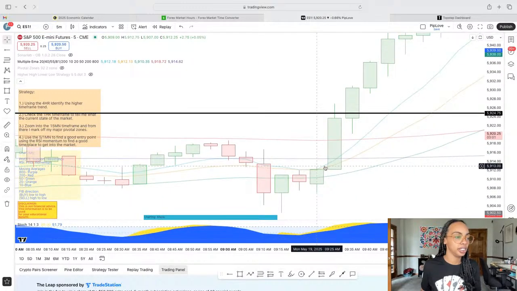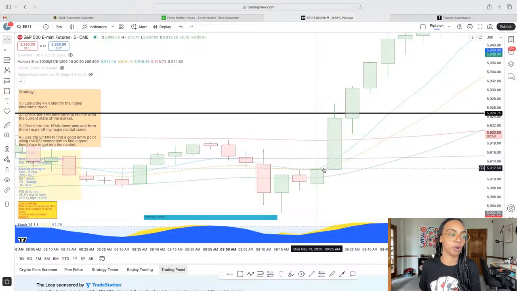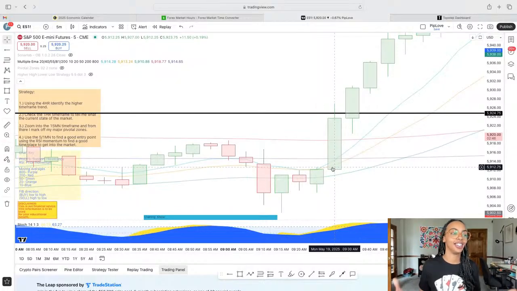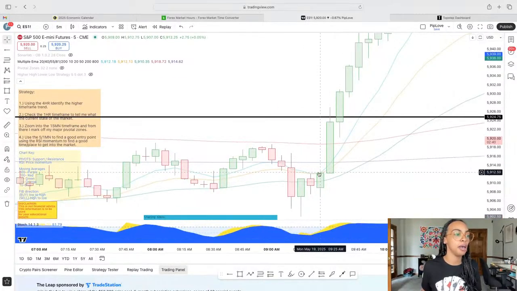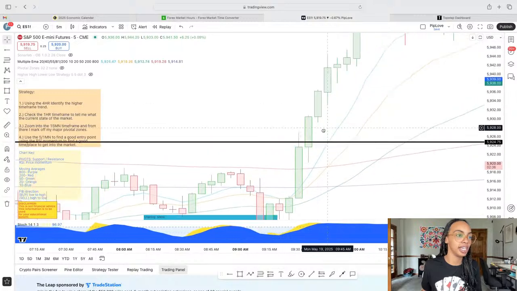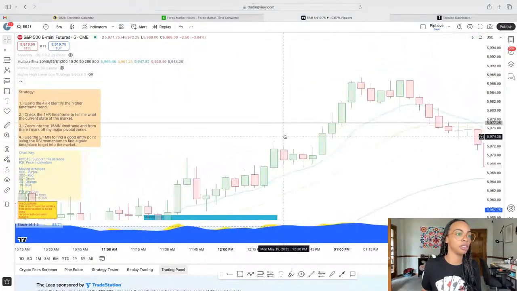So the 10, this blue line, crossed this 20, and that gave us a buy signal if you just use your short-term EMA crosses in conjunction with our RSI. That gave us a buy, along with a nice, huge green candle that engulfed the previous price movement and made a higher high. But that would have been a buy signal.